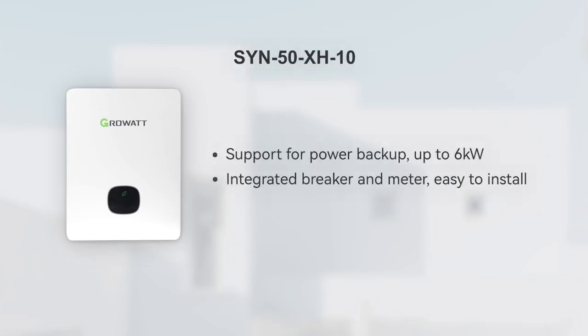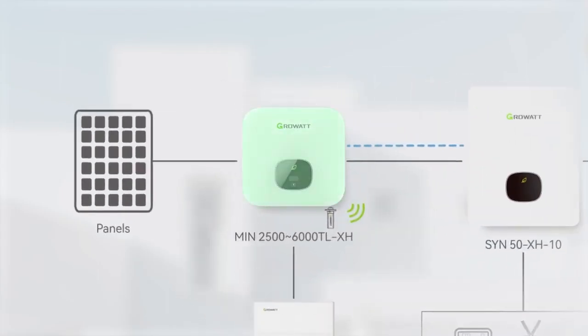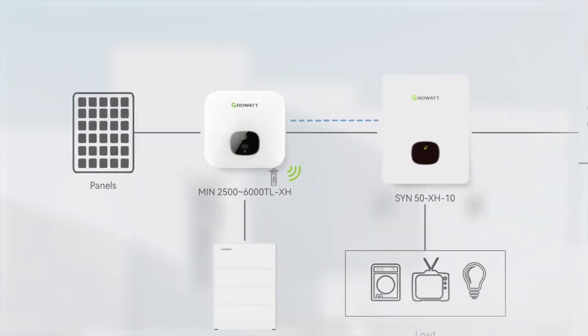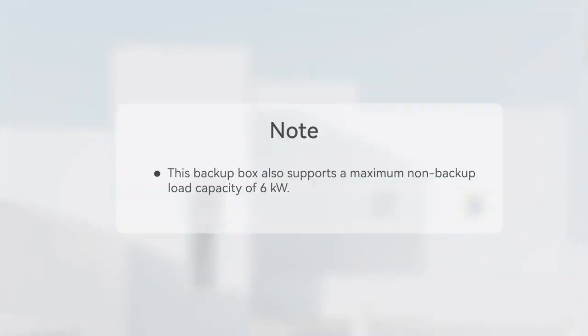The backup box utilized in this system is the SYN50XH10. The maximum backup load capacity of this backup box is determined by the maximum power output of the Growatt inverter and the capacity of battery when using MIN 6000 TL-XH inverters. The maximum backup output power can reach up to 6 kW. Additionally, this backup box also supports a maximum non-backup load capacity of 6 kW.